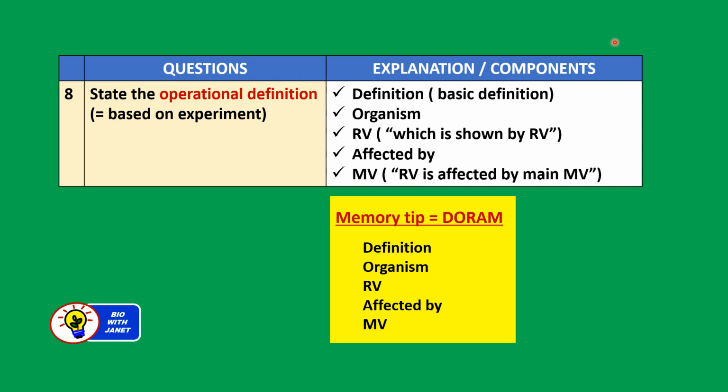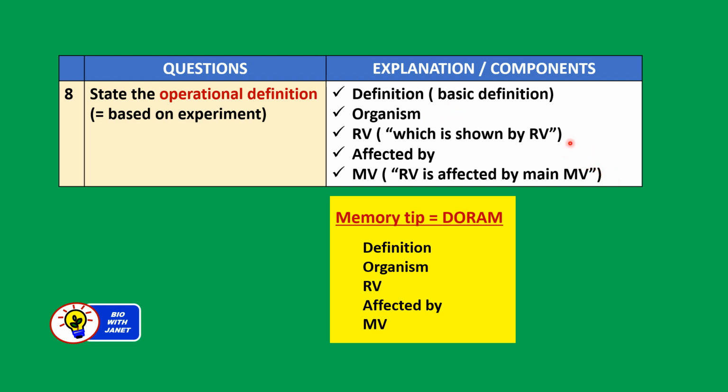Now, operational definition. State the operational definition. Operational definition means the definition that's based on the experiment, so you must mention your sub-RV and your MV. The 5 components of the operational definition are, first, the basic definition, which you can also get from your biology textbook. And if there's any organism, you have to name them. For example, if potato strip is involved in an osmosis experiment, you have to mention potato strip. For energy value, you have to mention the groundnut or the fish or the biscuit, bread and so forth.